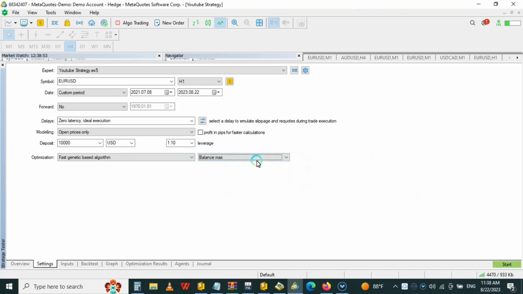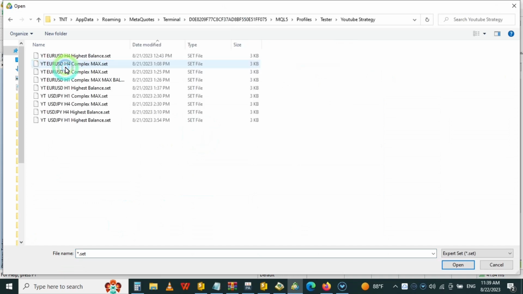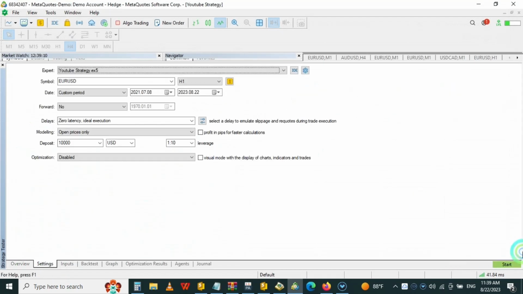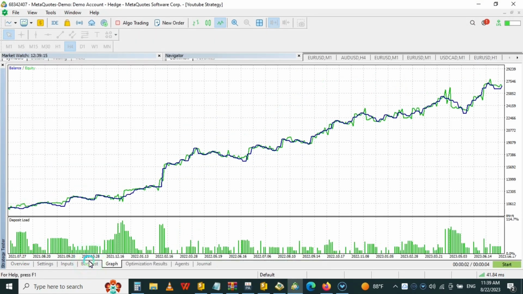First, we are going to run the max balance optimizations and from the optimization, this is the highest balance one. Let's see how it performed on the 1 hour time frame. It actually performed pretty well. As you have seen in the previous video, the 1 hour time frame was very bad. And now it is quite good.